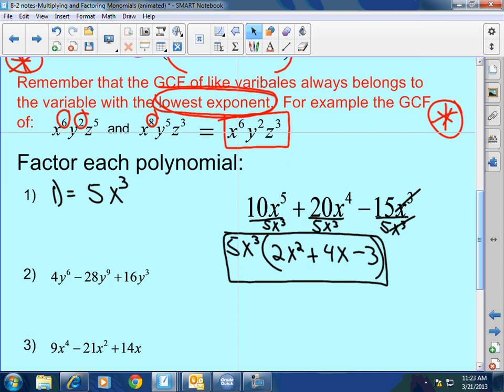The question is, where did I get the x to the 3rd? Didn't I just finish saying that the GCF of variables belongs to the lowest exponented variable? Isn't x cubed the lowest exponent variable? That's how I got my x cubed. Yes, sir. And you got the 5 from adding the 10 to... No, I didn't add anything.